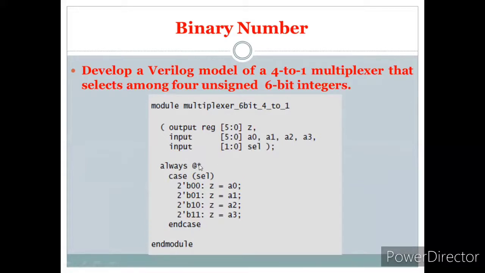Always, and the select line. The star is nothing but whatever you write in the sensitivity list of a case, it is the select line. If it is 0, 0, Z will become A0. If it is 0, 1, Z will become A1. If it is 1, 0, Z will become A2. If it is 1, 1, Z will become A3. So this is a simple program of a multiplexer.